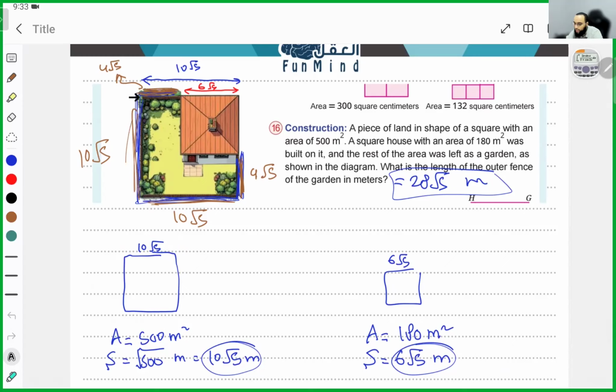He needs the length of the fence of the garden, the outer fence, which is this and this and this and this. You know, this part and this part and this part and this part. 4 root 5 plus 10 root 5 plus 10 root 5 plus 4 root 5. And do I add the parts like this? No, he is asking about only the outer fence. The inner part here is not the outer fence.